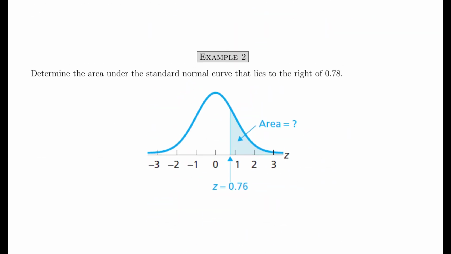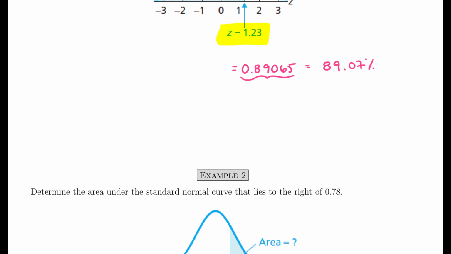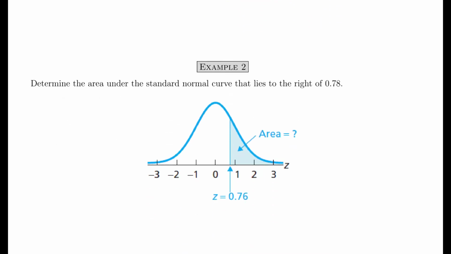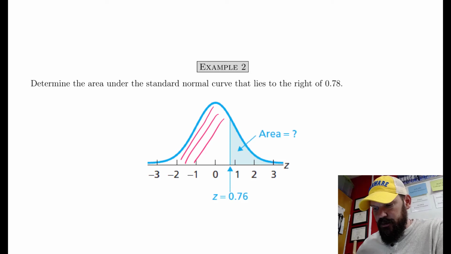With example 2, it asks for the area that lies under the normal curve to the right of 0.76. So the z-table tells you all the values that lie to the left of the z-score. So to find the area that lies to the right of a given z-score, you would use the table, which would generate the area to the left, and you would just take that value and subtract it from 1. Because the total area is 1. So when I look up a z-score of 0.76, what I'm going to find in the table is the area to the left of 0.76.